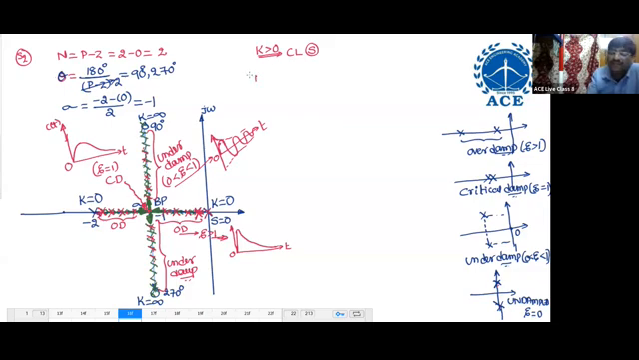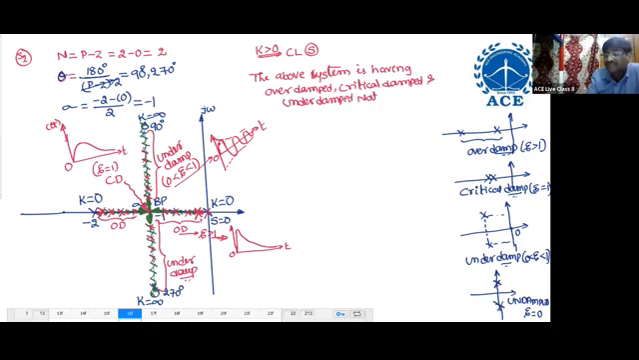The above system is having overdamped, critical damped and underdamped nature, but not undamped nature.